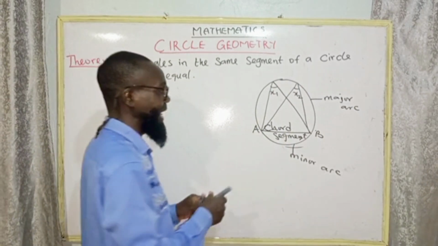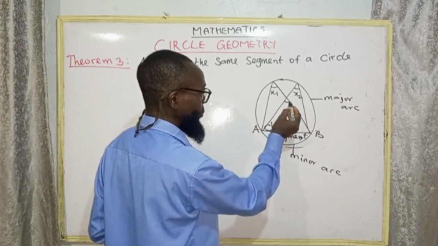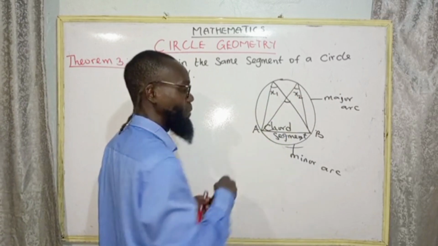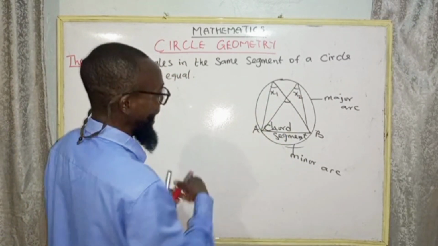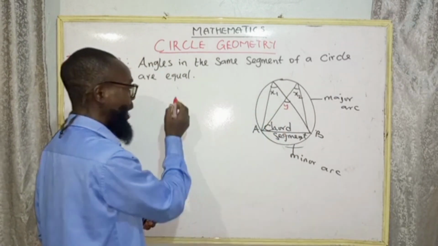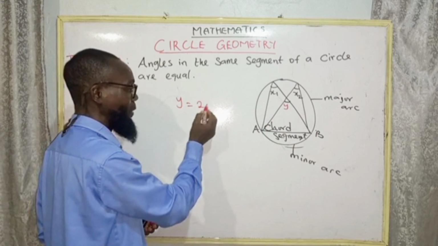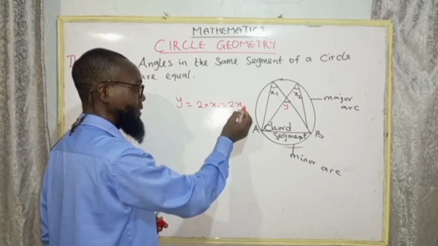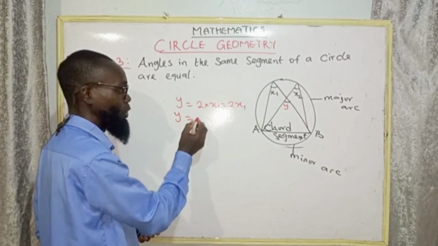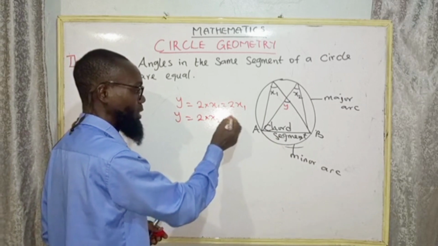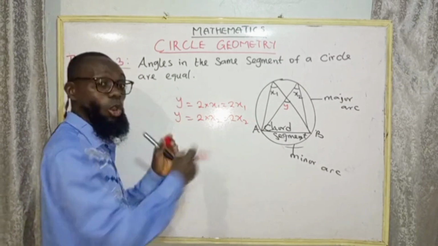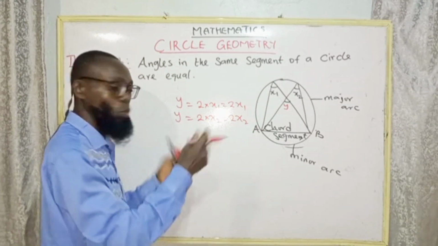Now, we know that the center of angle x1 is this place. The center of angle x2 is this place. And to get the angle at the center, which is this point, let's call it point y, y is going to be 2 multiplied by x1, that is 2x1. Then for x2 as well, y will equal 2 times x2, that is 2x2. So y equals 2x1 and y equals 2x2. It means they are all equal. Both of them are equal. So y equals y.